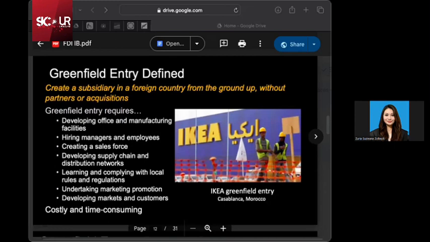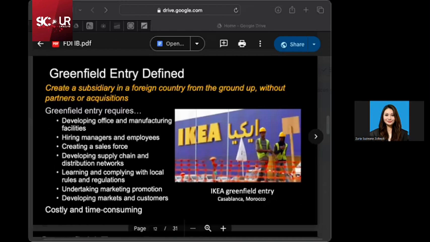You just acquire the company and you might change the brand. Okay, maybe the brand doesn't change. It can be changed, but at least people know that this is a new branding or rebrand. But for greenfield entry, this is a totally new, foreign, international brand that might not be familiar in the market before. And then you have to develop market and customers.